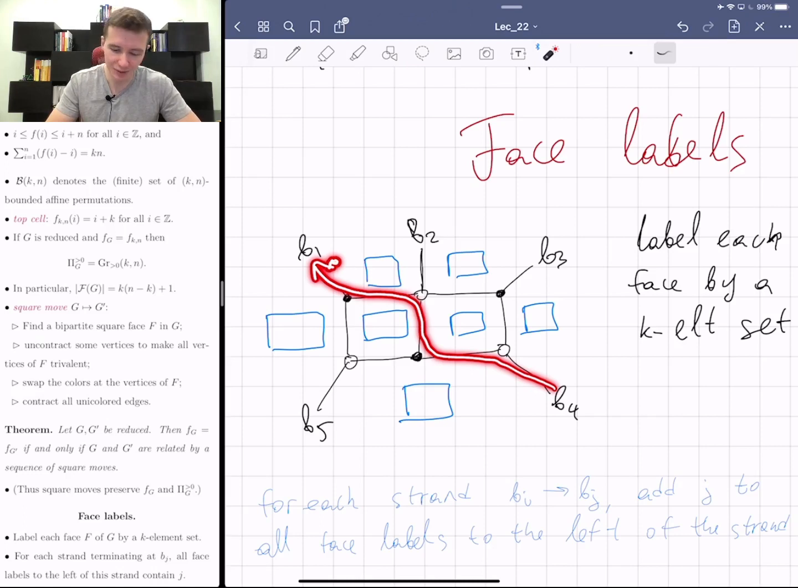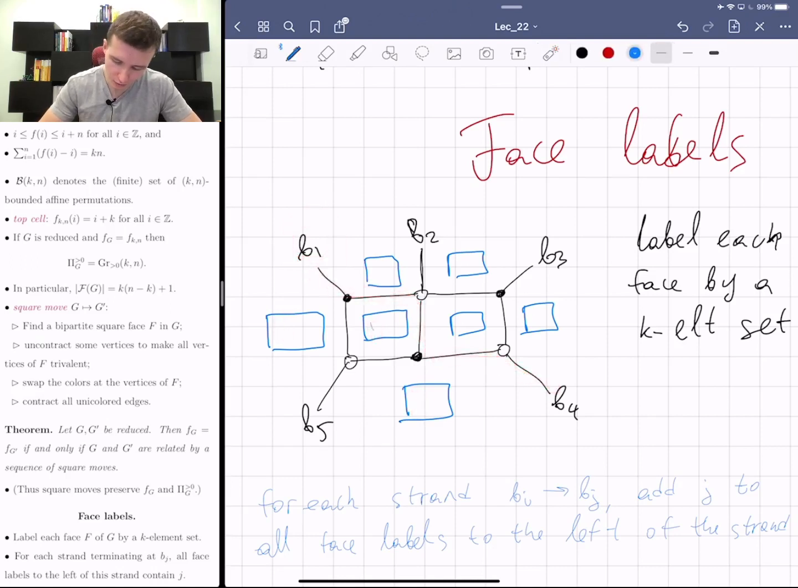Yeah, that's hard to explain in words. It terminates at 1, and then I have to put 1 everywhere to the left of the strand. Is that clear? So 1, 1, 1, 1 is to the left of this strand. Now I consider the strand that goes left, right, left and terminates at 2. So I put a 2 in these two face labels.